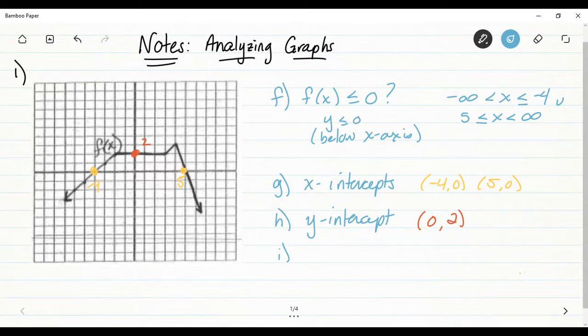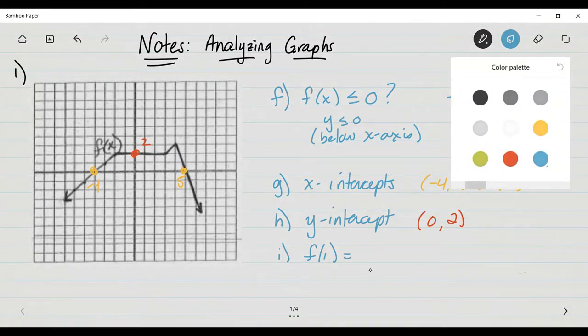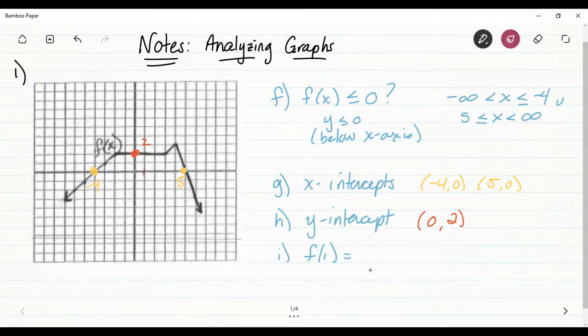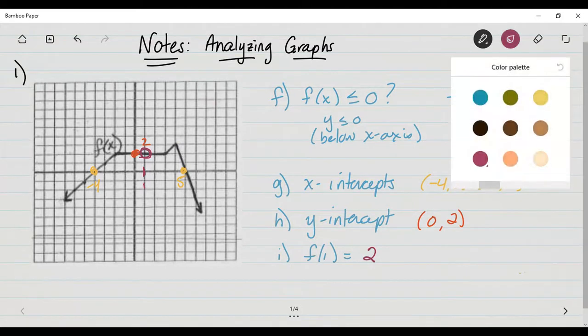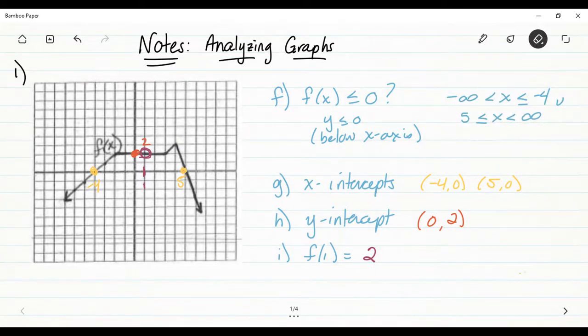Part I, we're looking to evaluate f of 1. On a graph, when we look to evaluate a particular term, we are looking at when x is 1, what is y? So here is 1 for x. We're going to travel up and see that our y value is equal to 2. We have 2 more parts to this.